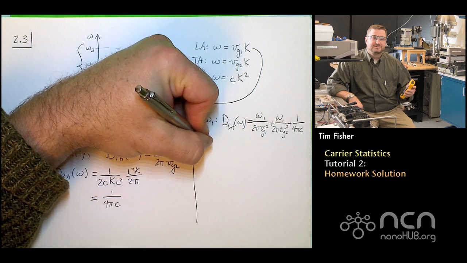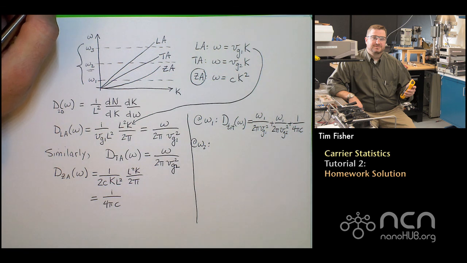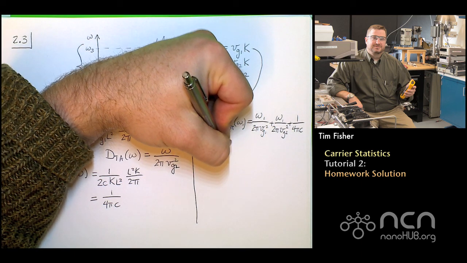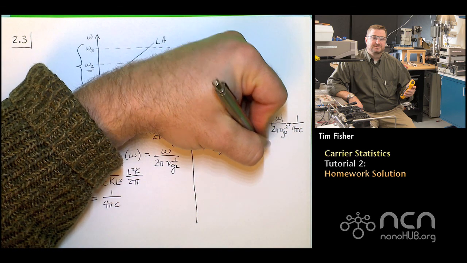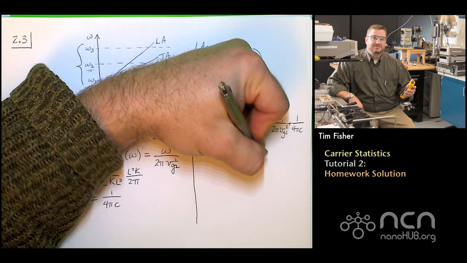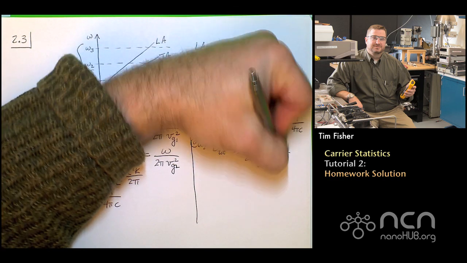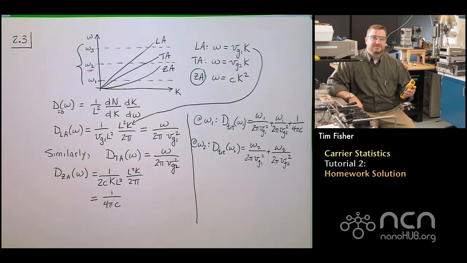At the slightly higher frequency, omega 2, only the TA and LA branches are active, at least the way we've drawn it here. And so we only have the first 2 terms. So the total density of states at omega 2 is simply omega 2 divided by 2 pi times the group velocity of the longitudinal branch plus the same type of term for the transverse branch, but the ZA mode is not active, and therefore it does not contribute anything to the density of states.